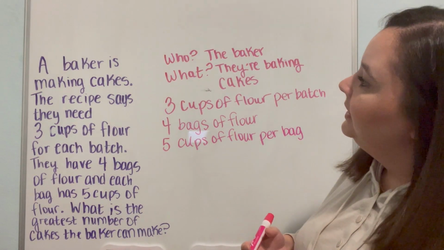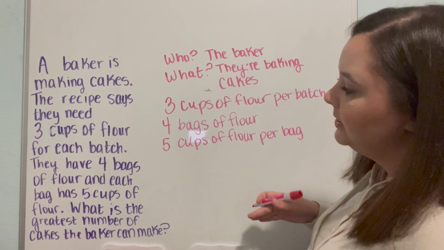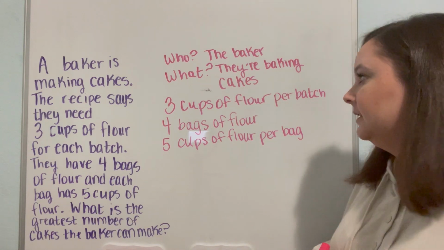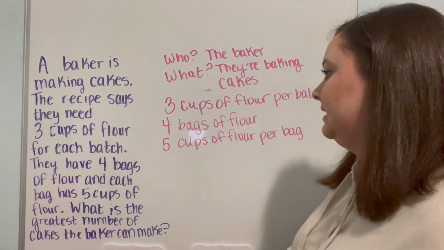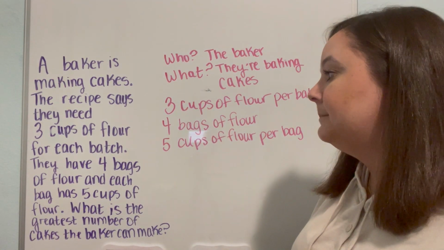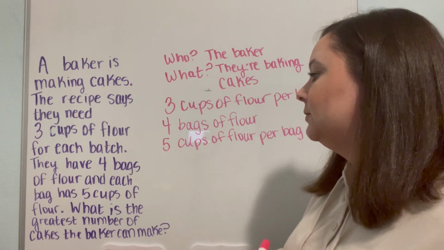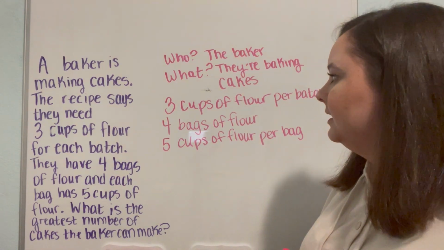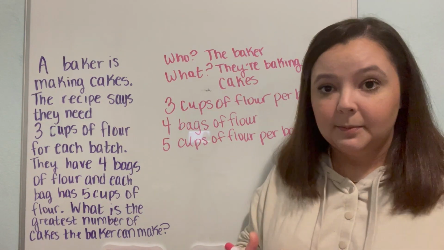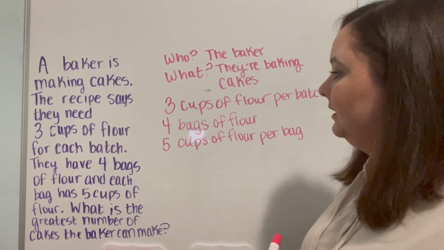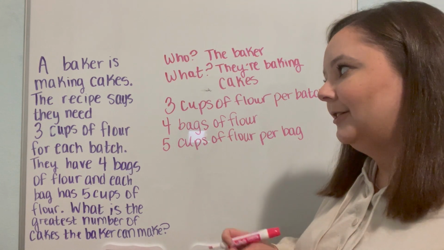So now at this point, I know who the problem's about, what they're doing, and I know the numbers that are in the problem and what they represent. A student who just reads the problem once might see 3 and 4 here, and they may just use those numbers for their problem. They won't use all the parts that are in the problem. So that's why we focus on, in the second read, looking at those numbers and what they represent, so that we use them appropriately.